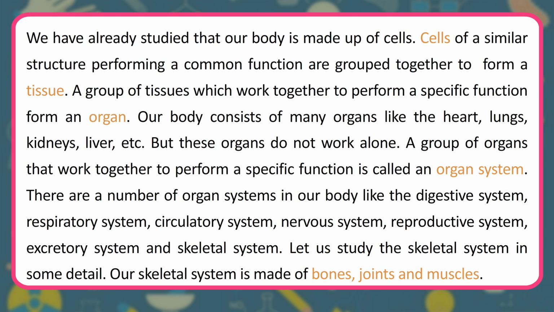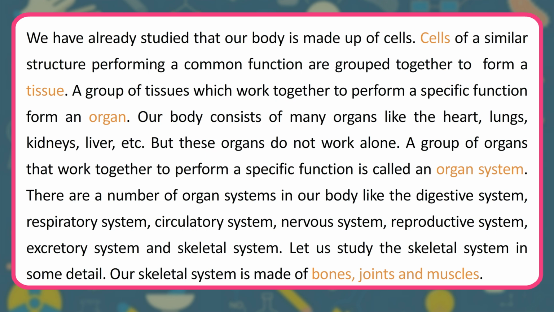But these organs do not work alone. A group of organs that work together to perform a specific function is called an organ system. There are a number of organ systems in our body like the digestive system, respiratory system, circulatory system, nervous system, reproductive system, excretory system and skeletal system.